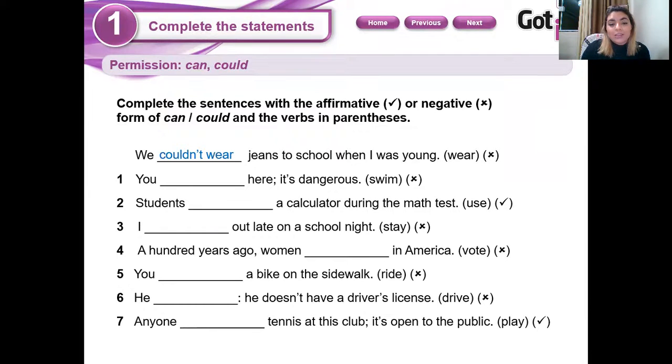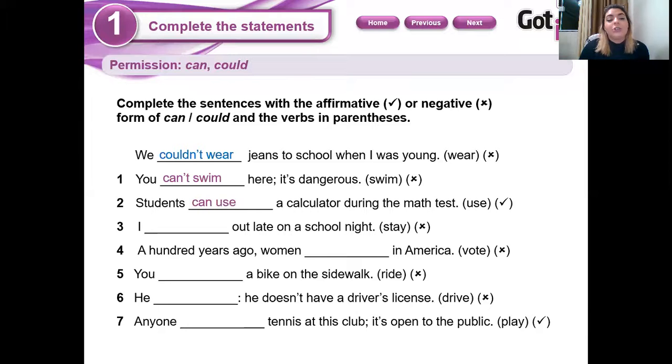So now let's correct. Number 1, it's negative. So you can't swim here, it's dangerous. Teacher, why can't I use couldn't? Because you don't have any reference that this sentence is in the past, you know? Nothing here tells you that. There's no past verb, there's no past expression like yesterday, 2 days ago, and so on. Okay? So number 1, can't swim.